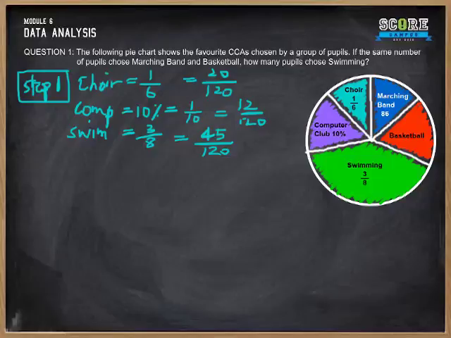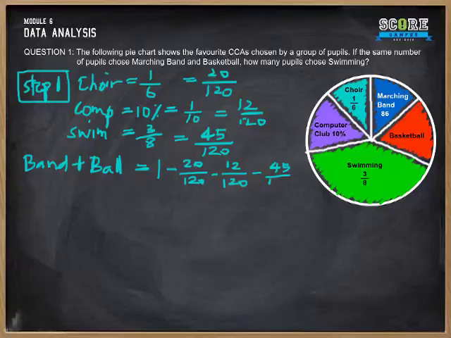Now, you will get the fraction for marching band and basketball when you take the whole and minus off these three fractions. So now, band and basketball, you get one whole minus 20/120, which is the choir, minus 12/120, which is the computer club, minus 45/120, which is the swimming club. And the answer you get is 43/120. This represents the marching band and basketball. Now, you already know that the marching band has got 86 students, and the number of students in marching band and basketball are the same. So you can actually say 86 plus 86.